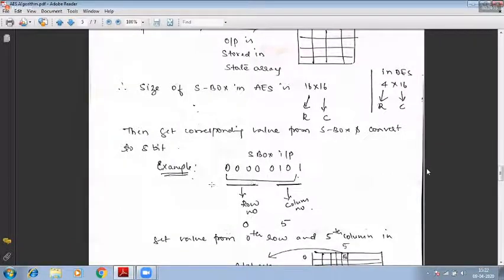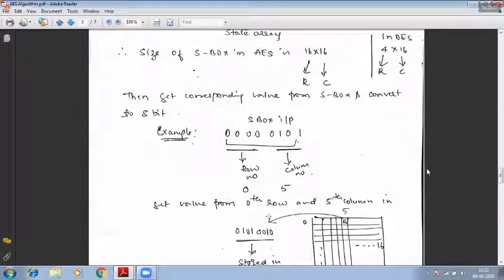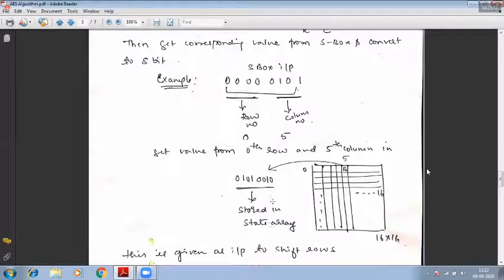Now for example, if this is my 8-bit input, 4 bits are read for row and 4 bits are read for column. So the decimal conversion gives 0 and 5. So I have to get the value from the 0th row and the 5th column. For example, if it is 52, then I store this in the state array as 52. How do I represent it? 5 is nothing but 0101, and 2 is nothing but 0010.